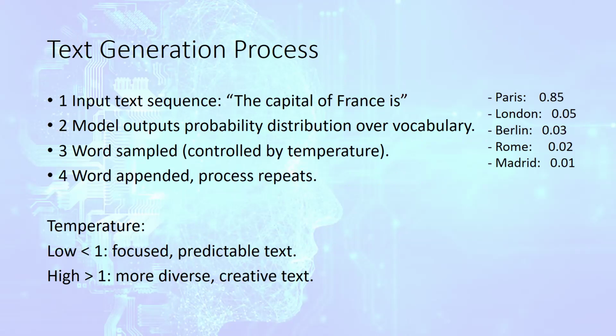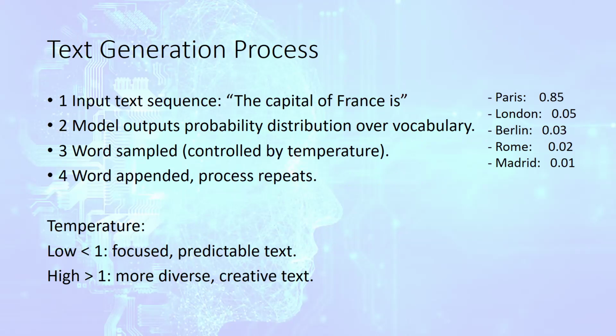How does this text generation work? For example, we have the beginning of a sentence, the capital of France is, then the model computes probabilities for the next word. For example, in this case, Paris is 85%, London 5%, Berlin 3%, etc. Or maybe there could be some paradoxical answer. For example, the capital of France is Madrid, which is wrong, could be a continuation.